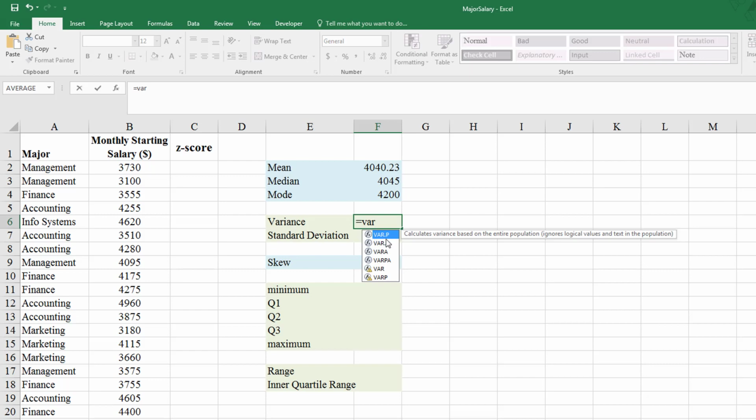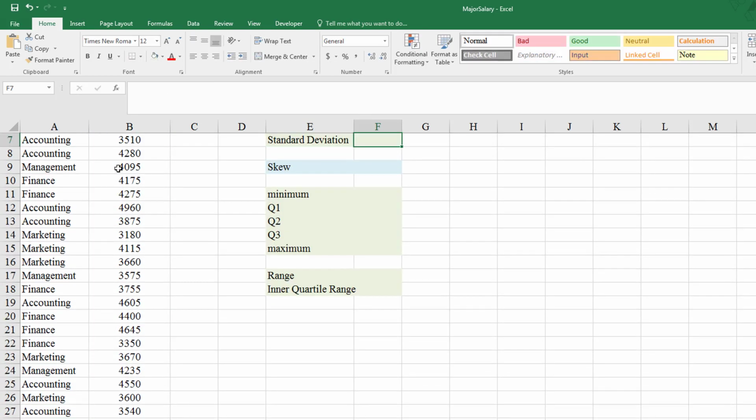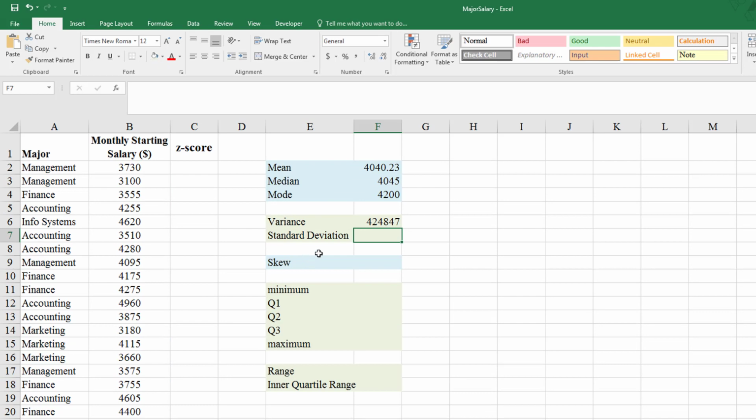Now there are several different variance measures, but this one, the .s, is made for samples. And I think the notes show that there's a difference in the calculation between population and sample. So I want that in var.s, choose the function, highlight the data, close the parenthesis, and I'm left with the calculation of the variance of this data. So the variance has something to do with the monthly starting salaries of people with these different majors.